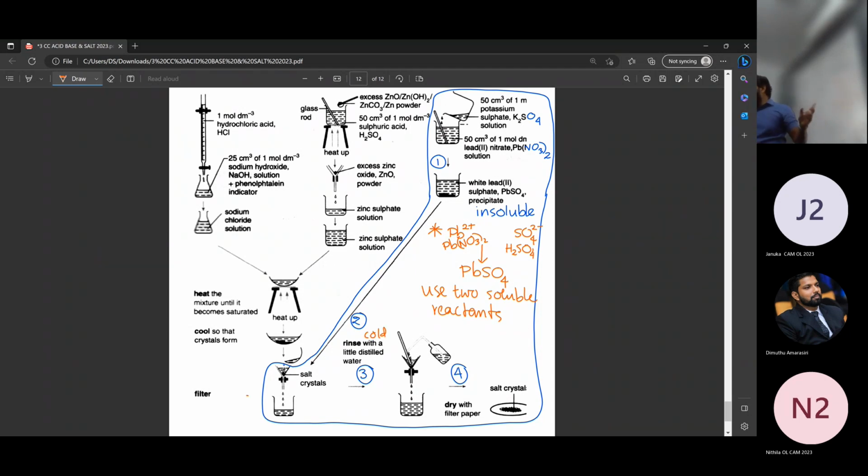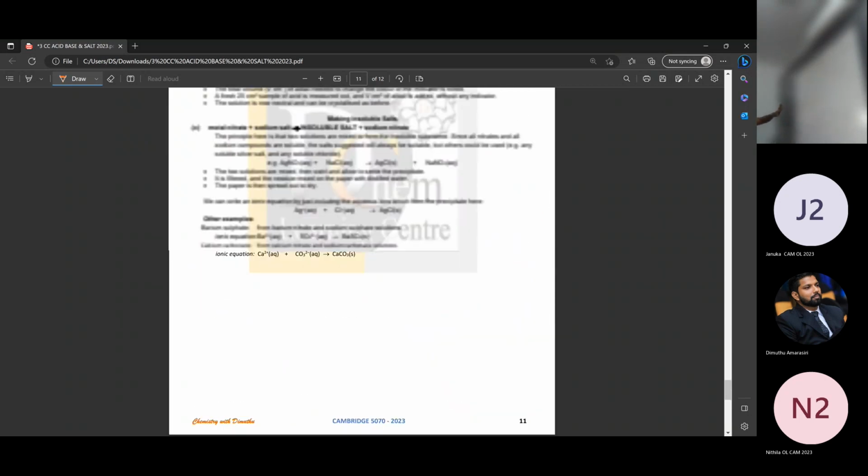Or an organic solvent is better to avoid dissolving anything, I mean, anything which can quickly dissolve. Right? But if not, at least cold distilled water. Right? Not normal distilled. Right? And dry that in a filter paper. 4 steps. Right? Let's go to this slide.